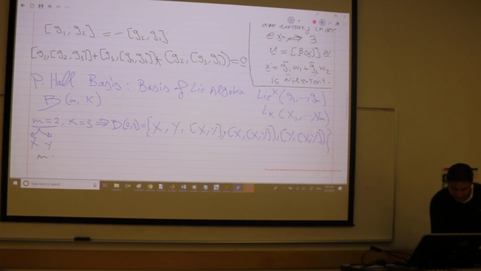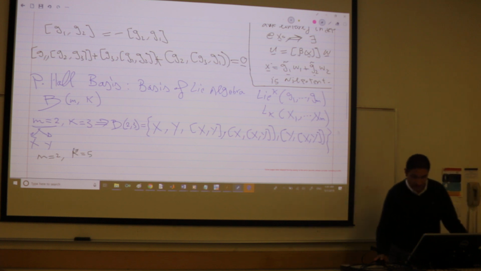Another example, say m equals 2, k equals 5. This is pretty involved and needs careful construction. You don't need to worry about them at all. Just Google P. Hall bases. You will find codes to generate them for you.